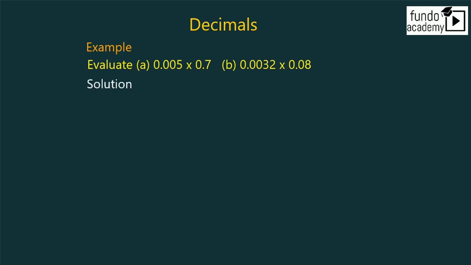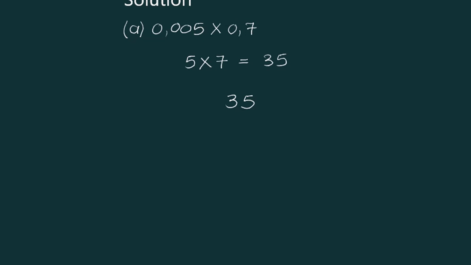On part A we want to evaluate 0.005 multiplied by 0.7. When you're multiplying decimals, first you ignore the decimal points and just multiply the digits as if they were integers. So I take 5 and 7 and multiply them, and I get 35. Remember, we just ignored the decimal points and multiplied the digits.